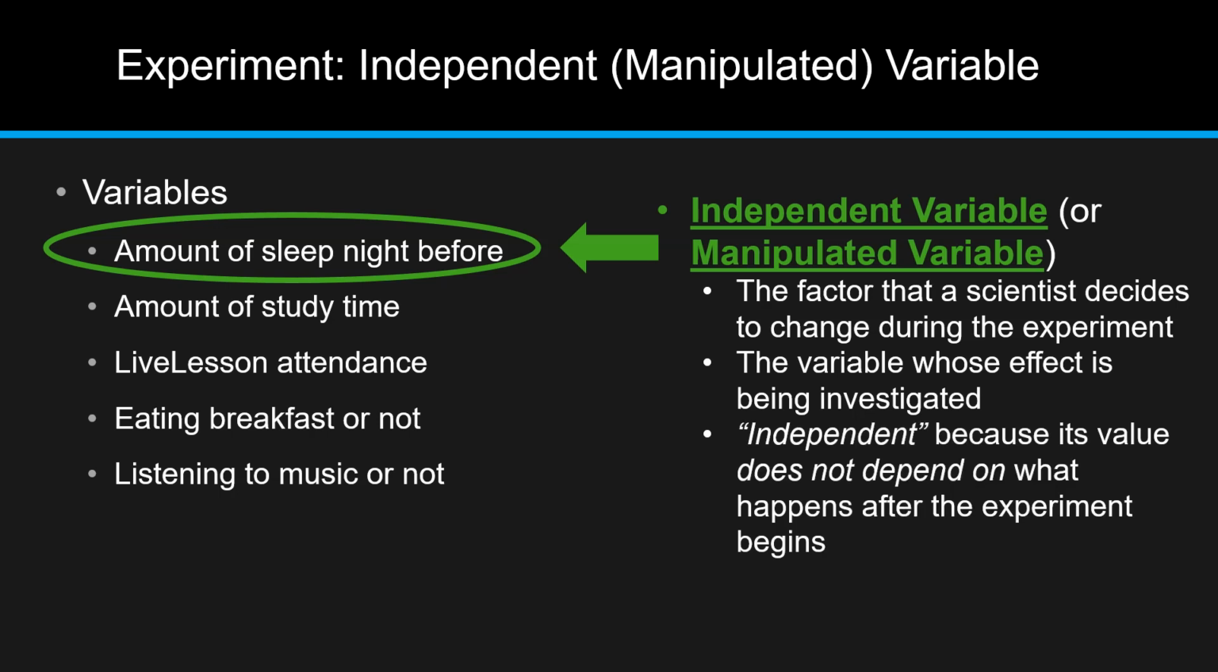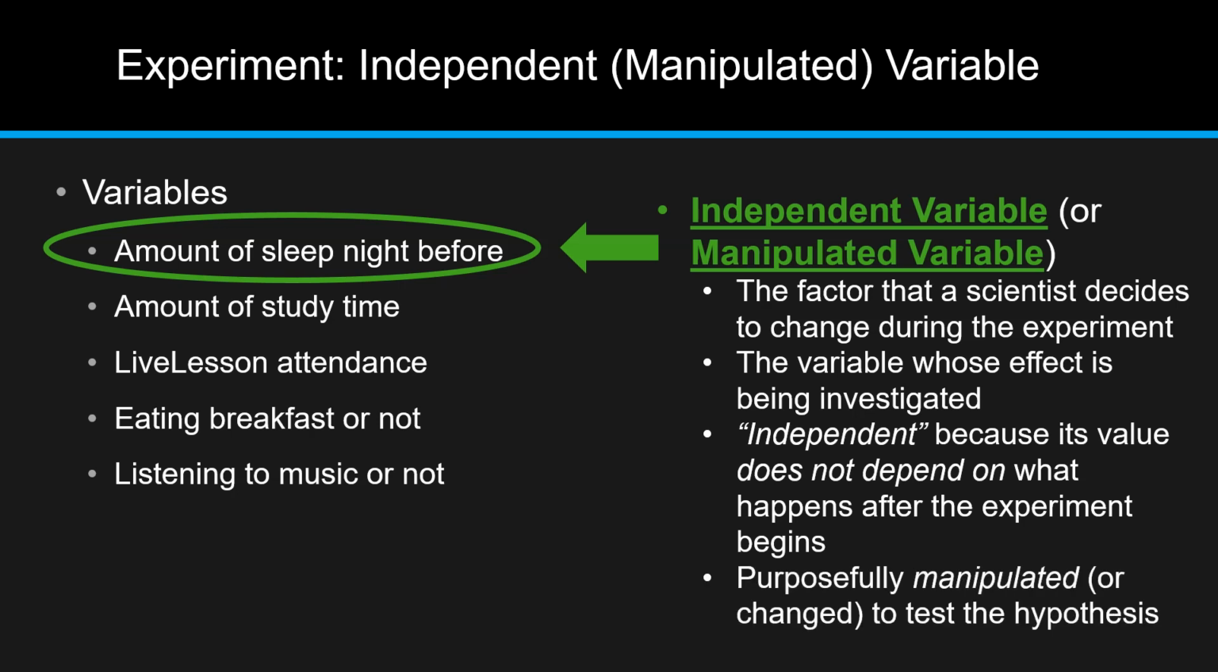We call it independent because its value does not depend on what happens after the experiment begins. It is independent from everything else that happens in the experiment. It is already set right at the beginning. We can also call it the manipulated variable because it is purposefully manipulated or changed in order to test the hypothesis.